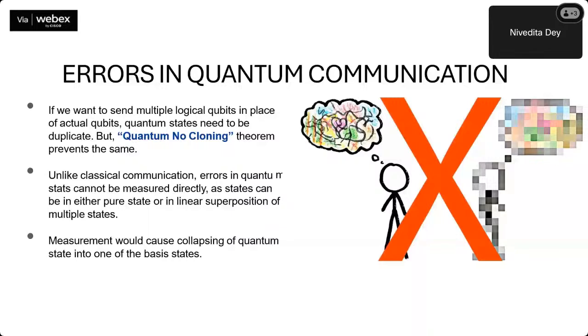What is the first thing? That is, if we want to send multiple logical qubits in place of actual qubits, qubit states need to be duplicated. Why? Because of the redundancy that needs to take place.